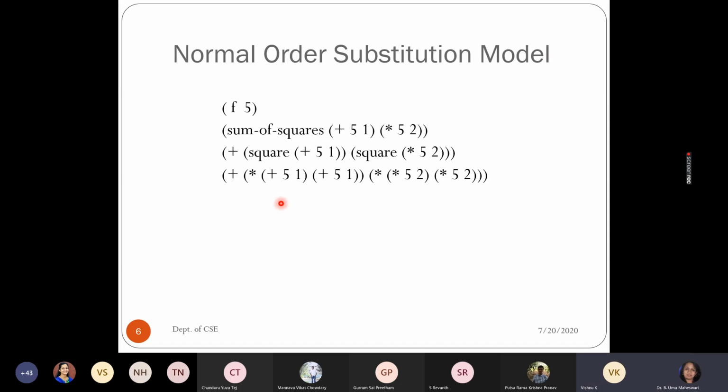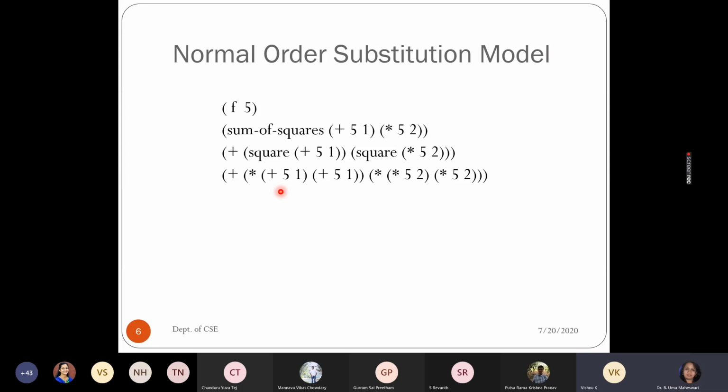Ma'am, the first one is better. Okay, why? Because in this one we have to remember everything. The whole expression has to be remembered until we reach the end. But in the other one, only the final value needs to be remembered. Memory wise, the other one is better.